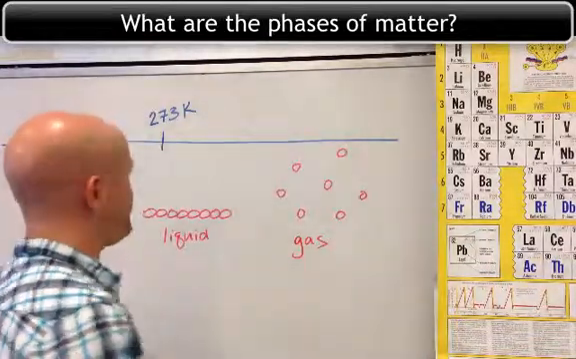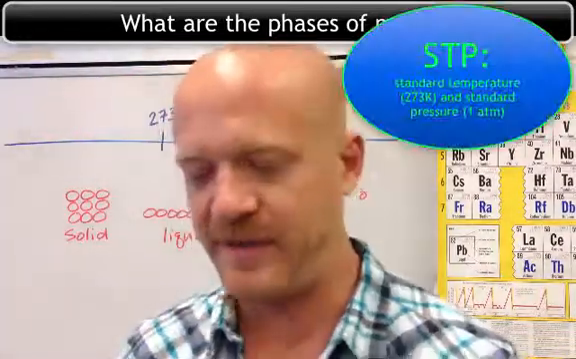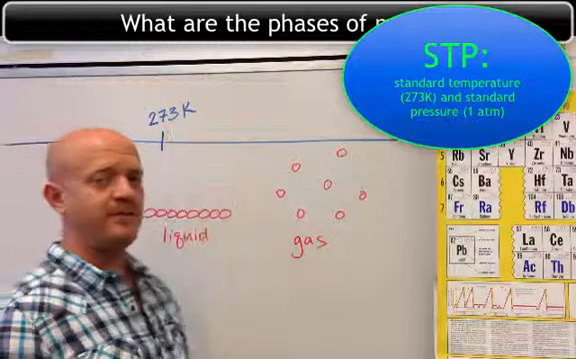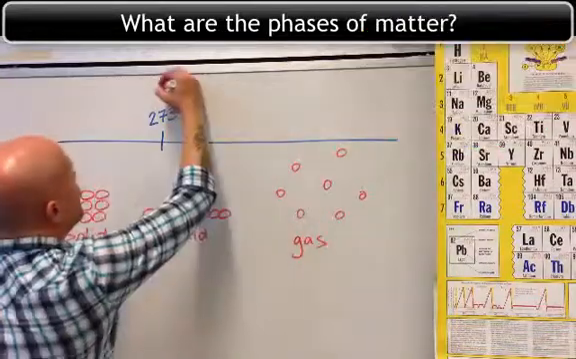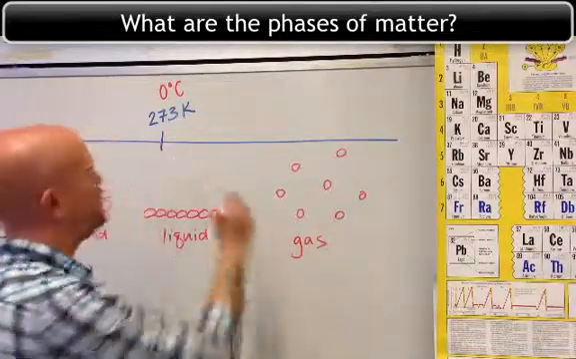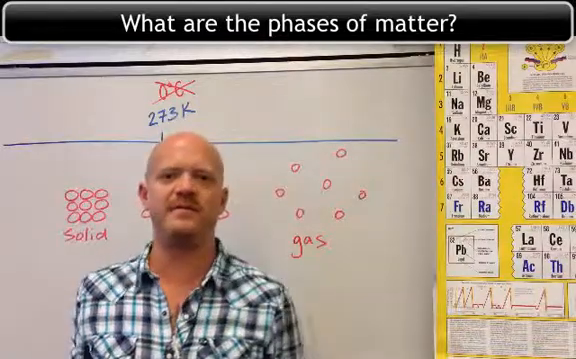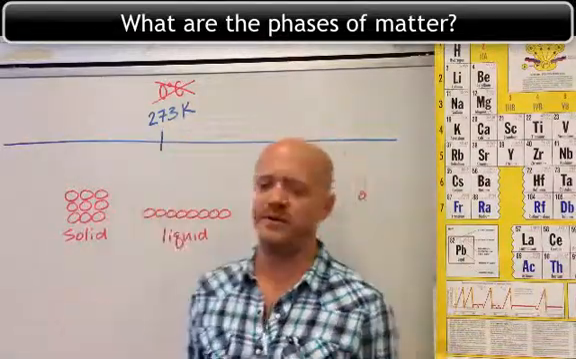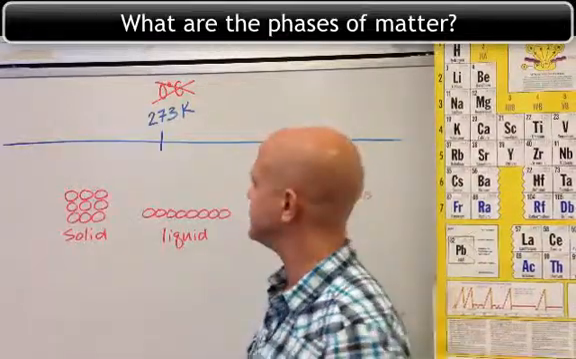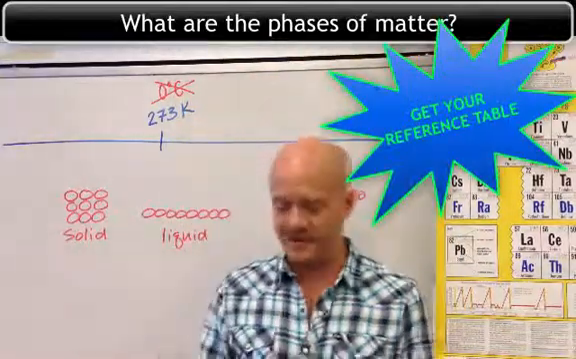Now, how do we determine what phase something is in at STP? STP just means standard temperature and pressure, and it's equal to 273 Kelvin or 0 degrees Celsius. But when we're doing math problems, we don't use Celsius because you don't want to multiply by a 0. And the Kelvin is more of a universal scale that we use in science classes. So let's look at some of these elements. Get out your reference table.